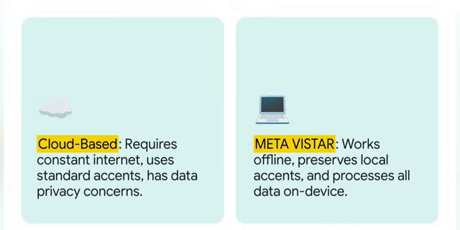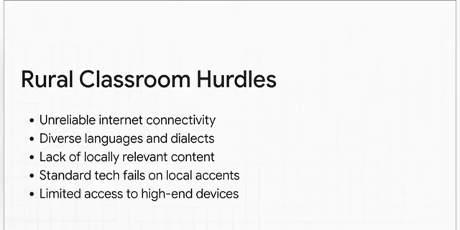But on the other hand, there's this new approach, one that works completely offline and is built to understand and even preserve local accents. And this is huge. It keeps all the sensitive data right there on the device. And when you really dig in, the hurdles are way more complex than just a spotty internet connection. We're talking about an incredible mix of different languages and dialects, a real need for content that reflects the local culture, and tech that fails because it wasn't built for these places. It can't understand the local accents, and it often needs super expensive hardware to even run.